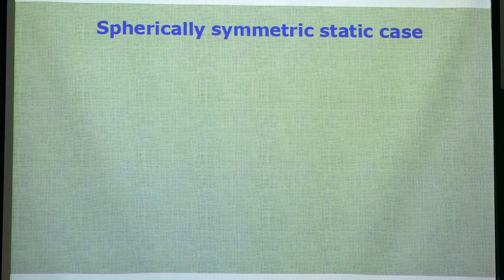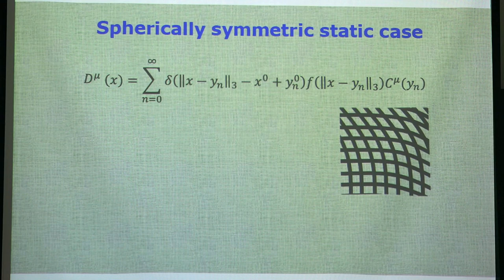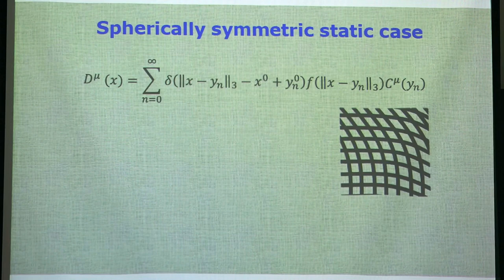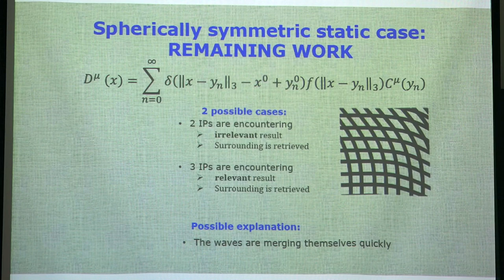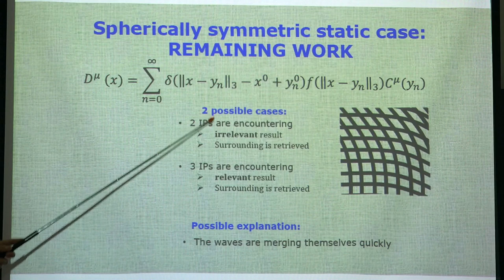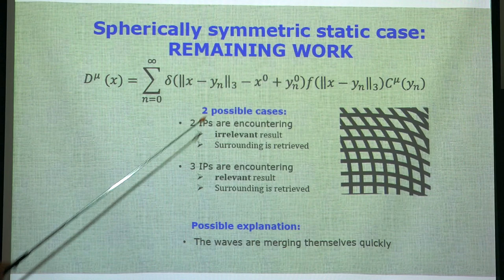Now, let's go to the spherically symmetric static case, the one which would give us the Schwarzschild metric. This is the equation of the model. We try to apply it to this case. The problem I have is that here is the remaining work. I have done this work very quickly at first. And then when I went into the formalizing process, I didn't think it was mandatory to go again in this process much more rigorously. So I didn't do this work.